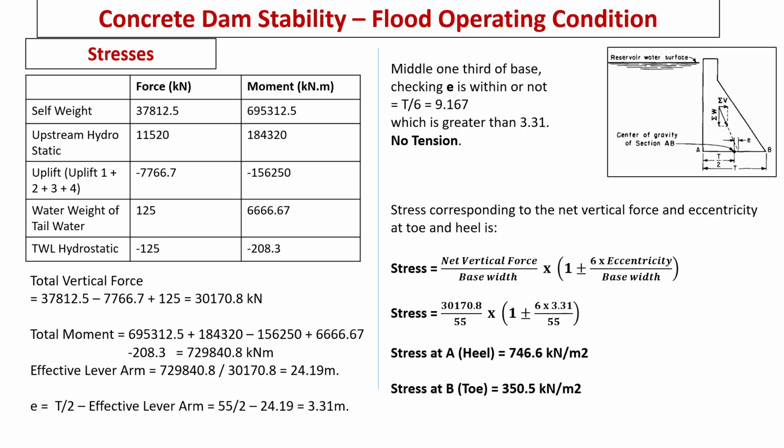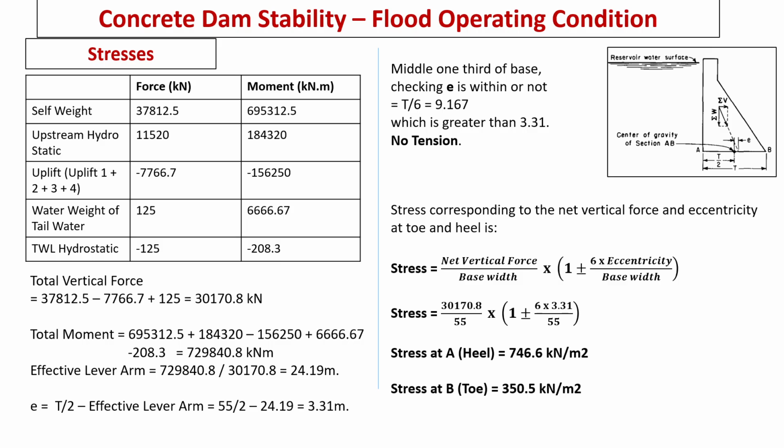Self-weight and hydrostatic acts in clockwise direction about heel point A. Uplift acts in anti-clockwise direction. Tail water hydrostatic also acts in anti-clockwise direction. So the total moment is sum of self-weight moment including water weight and hydrostatic moment and deduction of uplift moment and deduction of tail water hydrostatic load. Once we have done this, the remaining steps are similar, that is, finding out effective lever arm and checking whether the eccentricity is within the 1/3 of base or not.